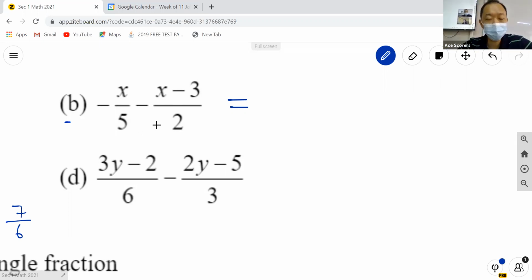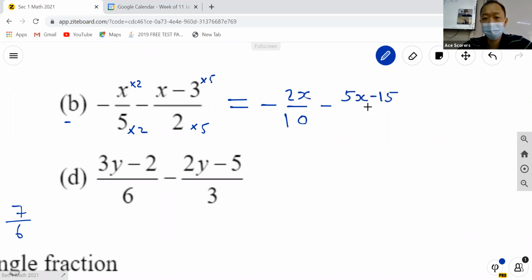Okay, so once you know the common denominator is 10, here must times 2, here also times 2, here must times 5, here must times 5, right? So x times 2, well, the minus is still here, okay? So x times 2, we get 2x over 10. Okay, 5 times 2 is 10. Minus, now 5 times of here, the top is 5x minus 15 over 10. Okay, Blossom, so what's the next step? Can you tell me your numerator now?